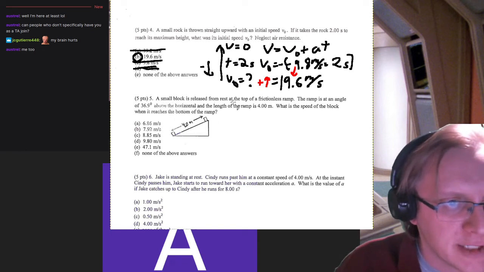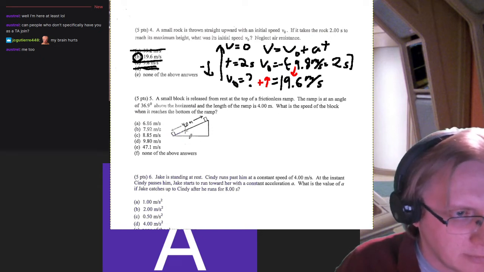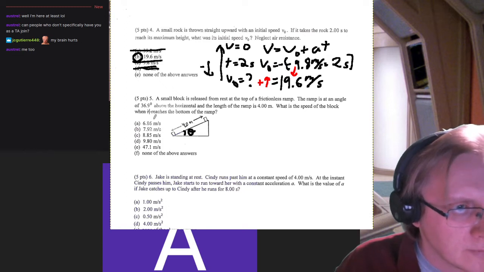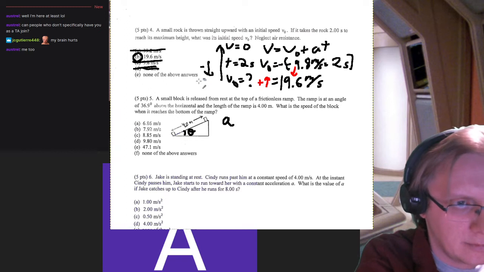A small block is released from rest at the top of the frictionless ramp. The ramp has an angle theta with the horizontal and a length of 4 meters as given. We want the speed when it reaches the bottom. Well, acceleration is due to gravity in the parallel direction. Actually, let's back that up.